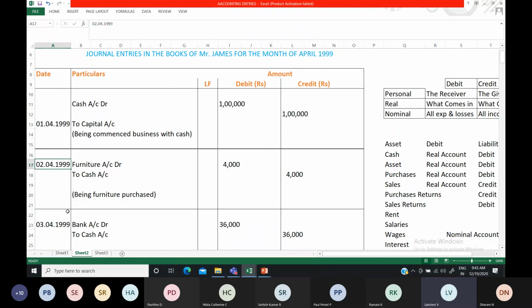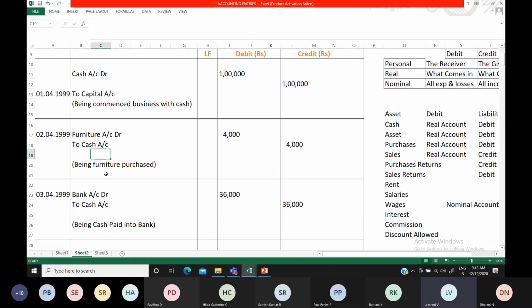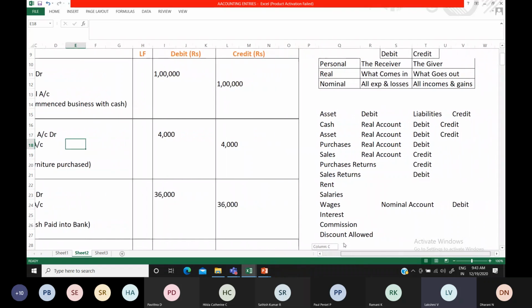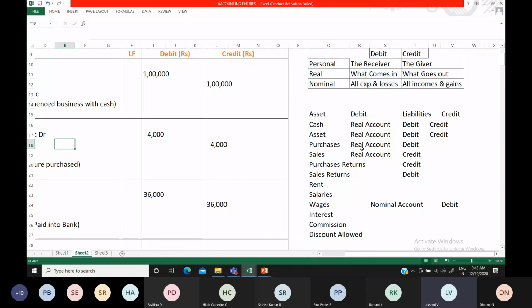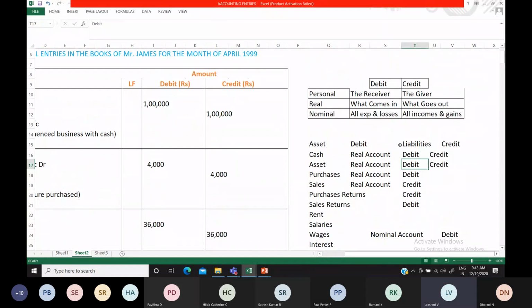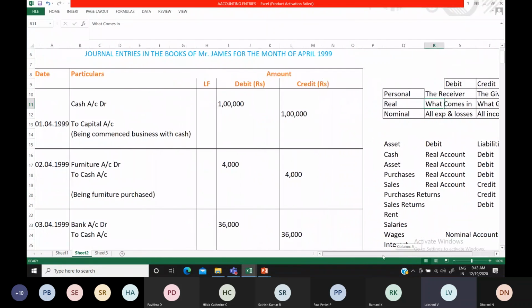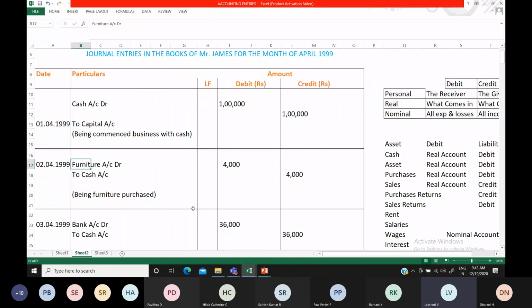So you have to mention the date in the date column, and I have made the entry like furniture account debtor to cash account. Why has furniture account been debited here? Whenever you purchase any asset, that asset is coming to your business. So when I purchase furniture, furniture is coming into my business. So furniture, which type of account does it come under? All the assets will come under the real account. And I will debit that, whenever it comes into my business: debit what comes in. So furniture is coming to my business. So therefore I debit the furniture account.